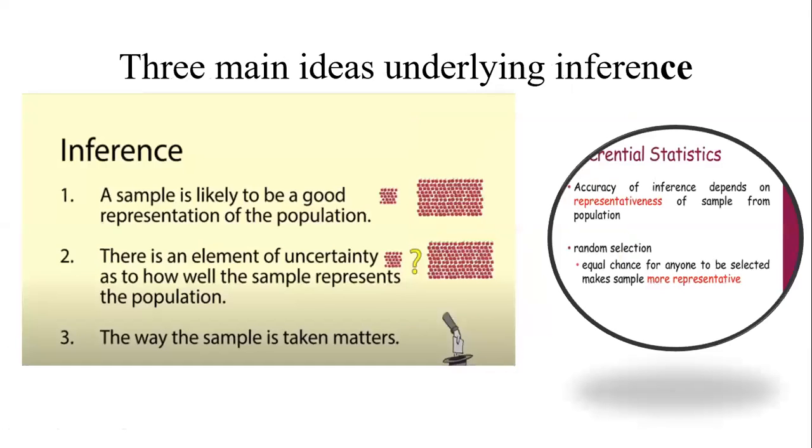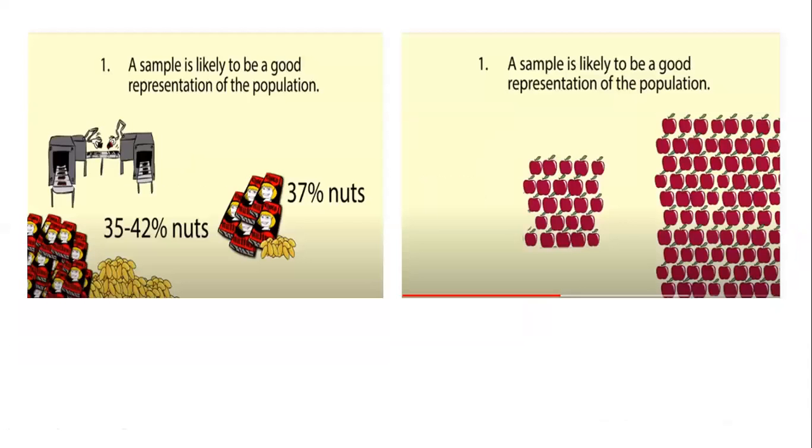There are three main ideas underlying inference. First, a sample is likely to be a good representation of a population. Second, there is an element of uncertainty as to how well the sample represents the population. Third, the way the sample is taken matters. Let's talk about them one by one. First, a sample is likely to be a good representation of a population.